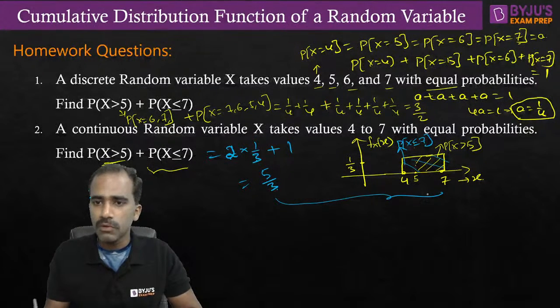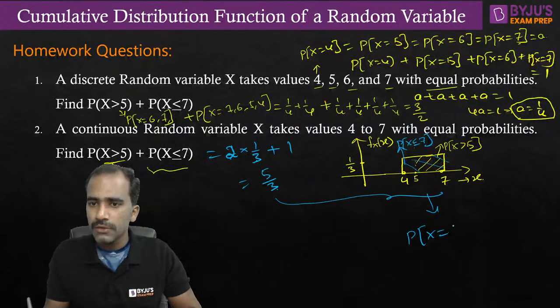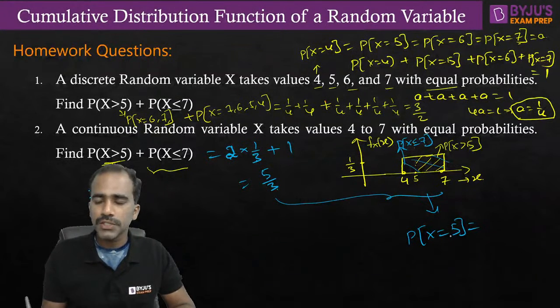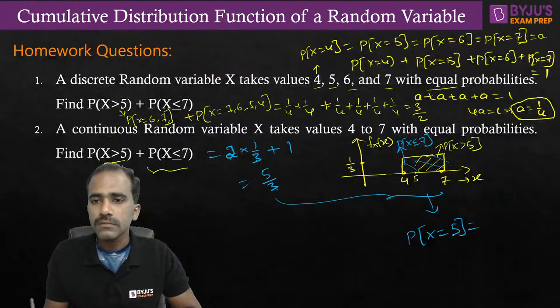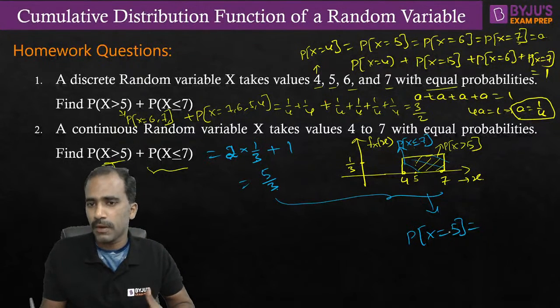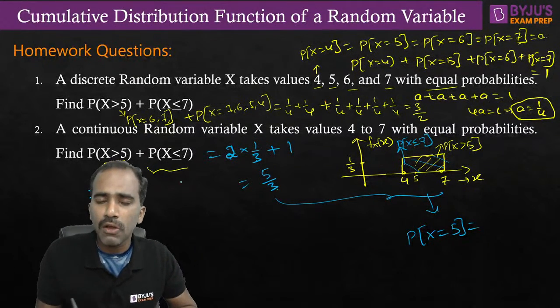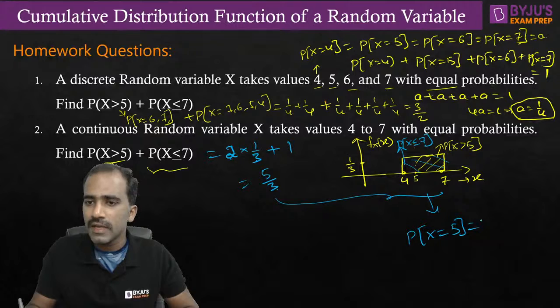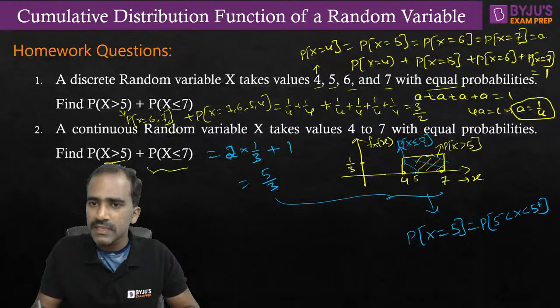Okay, let me ask you one more question here. What is the probability that x takes a value 5? Can anyone answer this question? Whenever they're asking us about probability for a continuous random variable, always understand it in terms of area. So look at it as 5 minus less than x less than 5 plus. Find the area from 5 minus to 5 plus. This is the area that we are interested in.